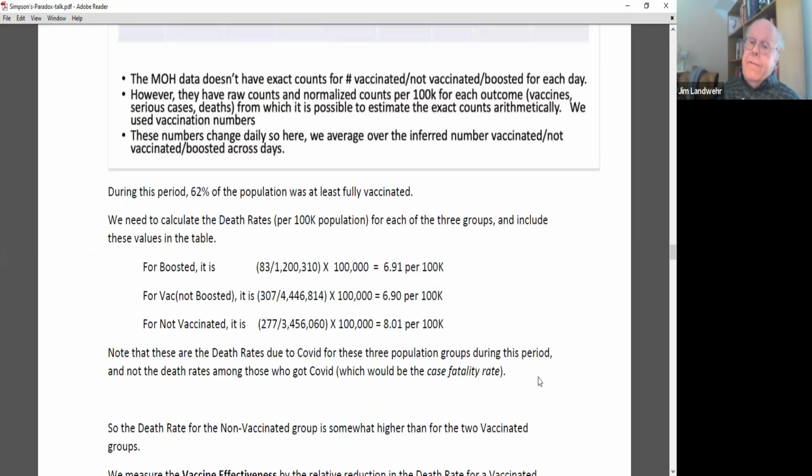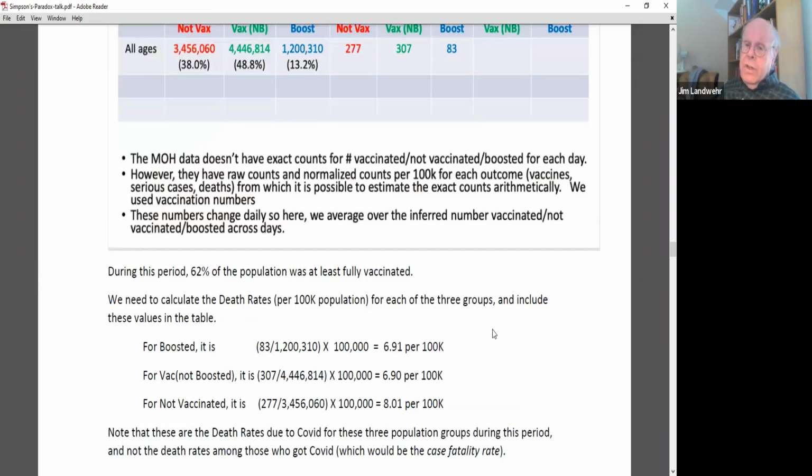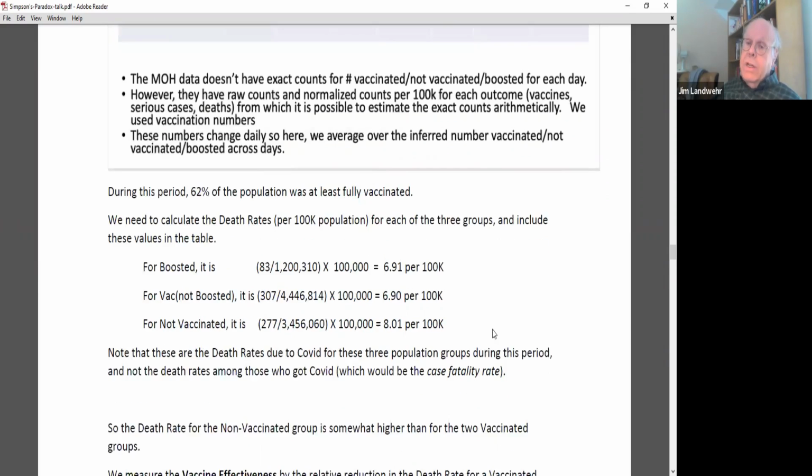So what do we see from this? First I just say these are the death rates from the population. These are not the death rates for people that got COVID. That would be a different concept, called a case fatality rate. That's not what this is. What we see here is that the death rate for the non-vaccinated group, 8.01 per 100,000, is somewhat higher than the death rate for each of the two vaccinated groups, which is around 6.9.